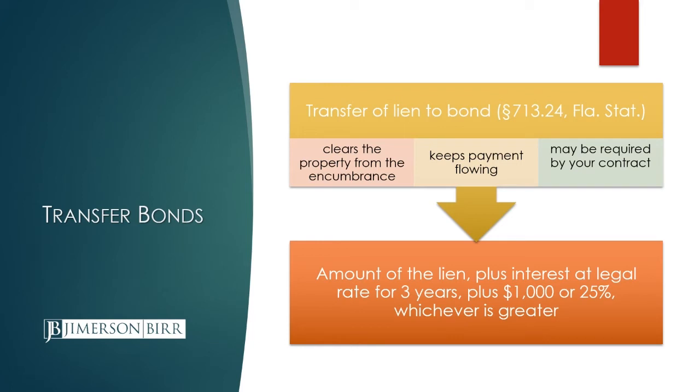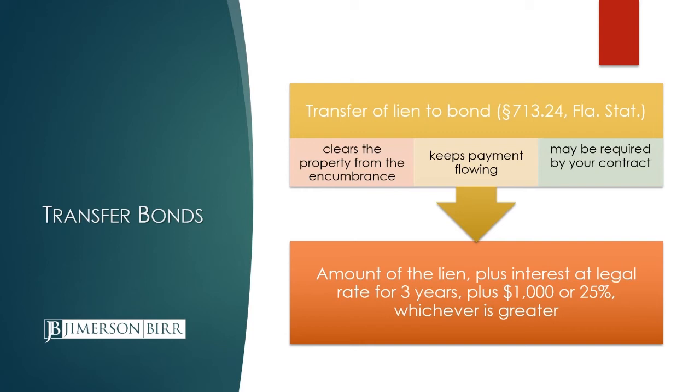or the owner says, there's a subcontractor lien on my property, Mr. General Contractor, Mrs. General Contractor, your contract requires that you remove that lien from my property. And so what ends up happening is there is a lien transfer bond recorded that then substitutes in for the lien. There is no lien on the property at that point.